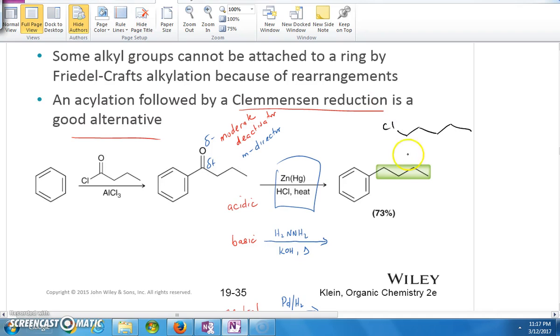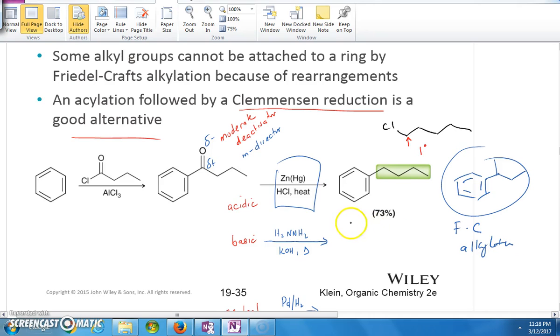Now, this is a primary carbon. If you're going to have attachment at that primary carbon, it's not going to be possible, because rather than have this product, you're going to have this product. That's what you're going to have if you did the Friedel-Crafts alkylation.